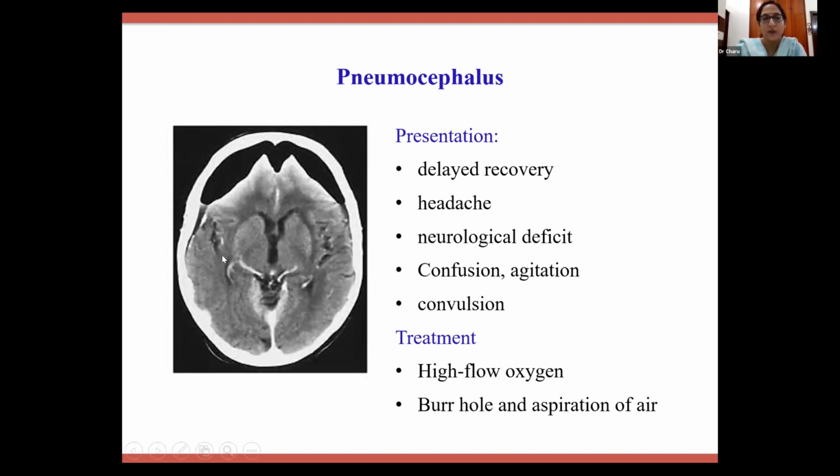So this is a scan showing the development of tension pneumocephalus, where the cerebral hemispheres are being compressed and tenting of the cerebral hemispheres has occurred. This is known as the Mount Fuji sign. So the treatment is high flow oxygen, and in case it's a tension pneumocephalus, burr hole and aspiration of air should be done.